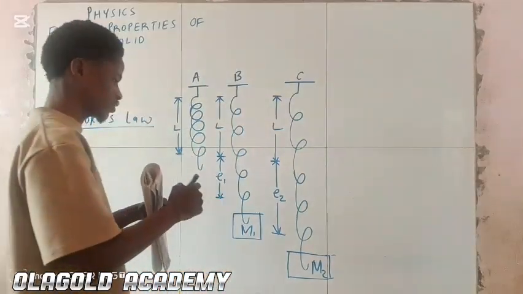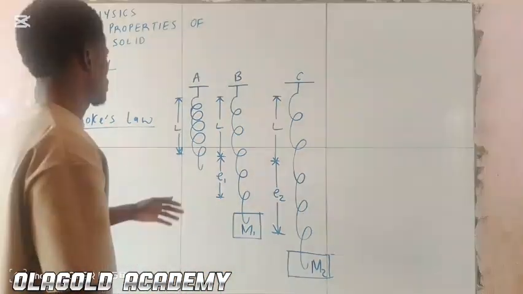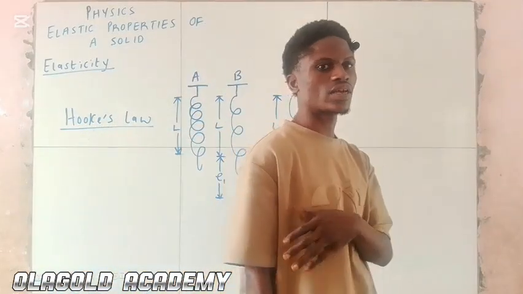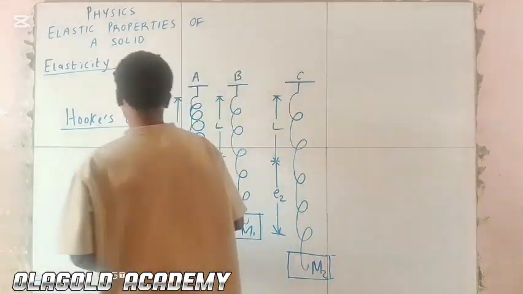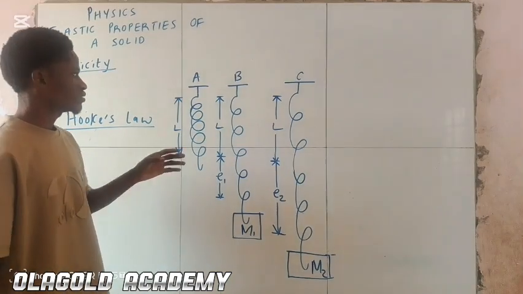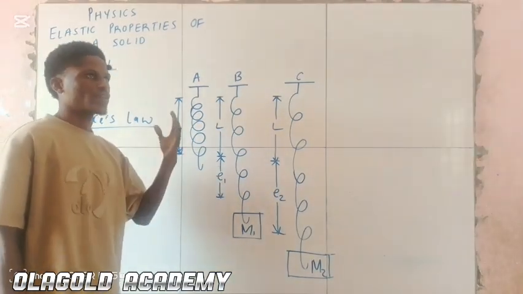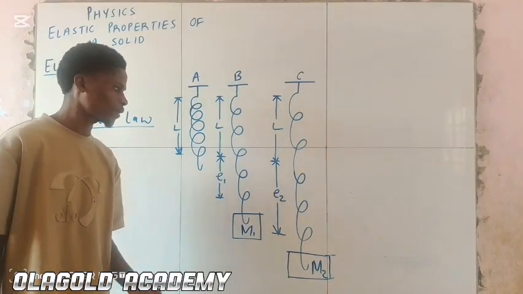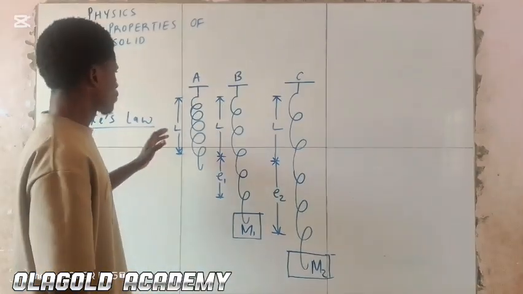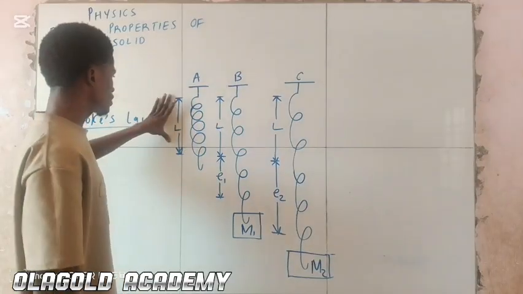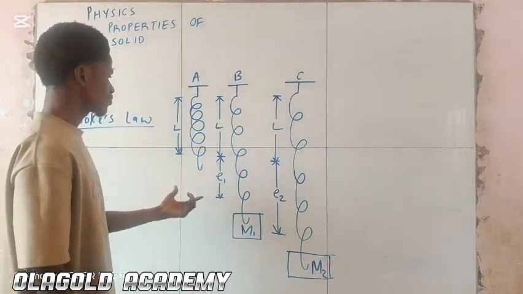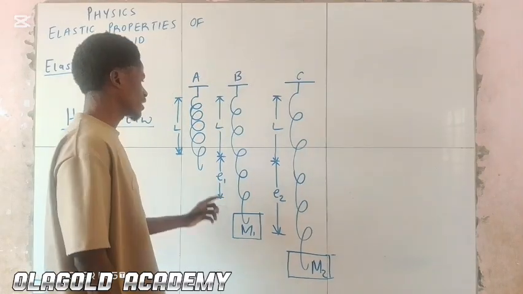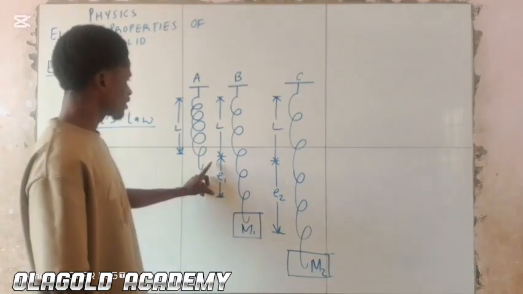So we have this. This explains what Robert Hooke stated in his law. It says that the extension produced in an elastic material is directly proportional to the applied force. With this diagram, we have a spring with its original length, and when we apply a smaller mass, it extends. So we have the extension.